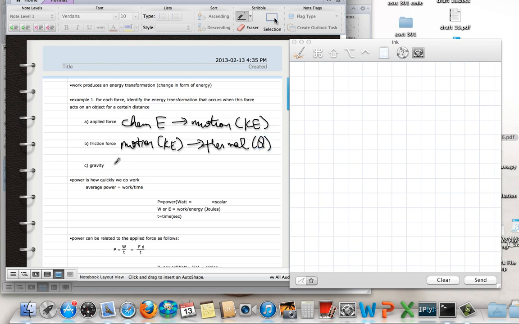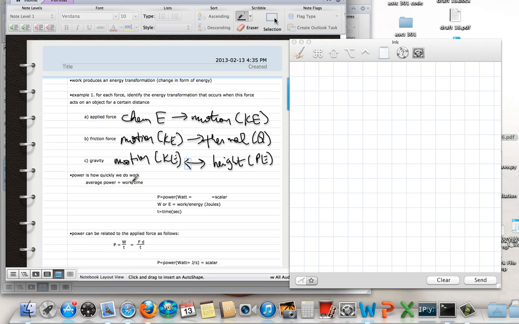Gravity, well, that takes motion energy, kinetic energy, and converts it to height energy, which is potential. And actually, that transformation works both ways. Gravity, if you start with an object high off the ground and drop it, then its height energy gets converted to motion energy on the way down.